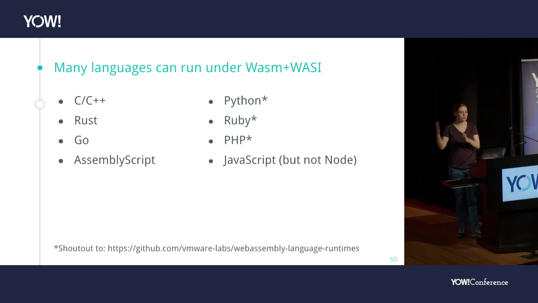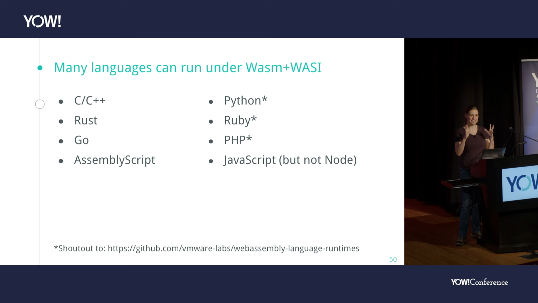For Python, Ruby, and PHP, the interpreters themselves are written in C, I think all of them, maybe not all of them, but they have themselves been compiled into WebAssembly. So you can run a full Python interpreter as a WASI program in WebAssembly because CPython has been compiled into WebAssembly. There are JavaScript engines, but not Node because V8 is very difficult to compile into WebAssembly. So you get quite a broad set of support for different languages by depending on Wasm and WASI.